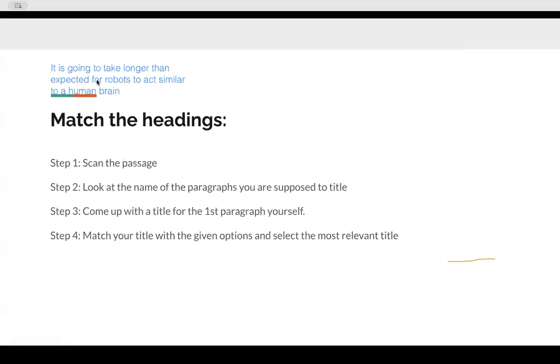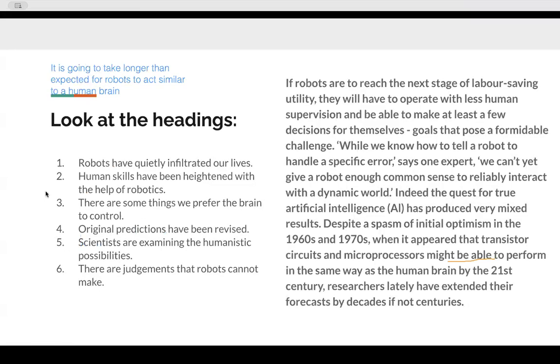Now what do you think? Which of the headings resembles the most the one that we came up with? "Robots have quietly infiltrated our lives" has been used, so we will not use it anymore, right? So this is gone. "Human skills have been heightened with the help of robotics." We did not talk about it yet. We only talked about how it is going to take longer for robots to reach the level of the human brain. There are some things that we prefer the brain to control, maybe, but the passage was not completely about this. "Original predictions have been revised." It is going to take longer. Yes, it kind of fits.